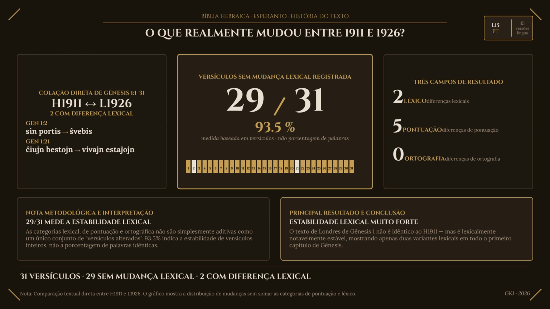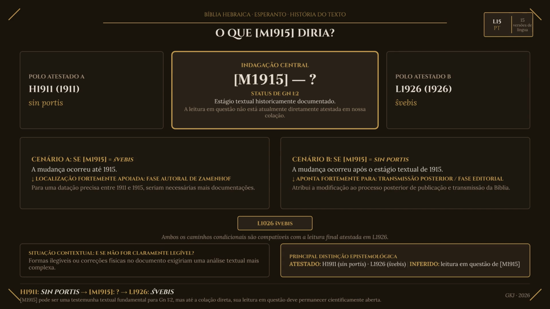When comparing the 1911 and 1926 editions, we find remarkable stability. Out of 31 verses, 29 remain lexically unchanged, confirming the high level of continuity in the transmission of the text. The 1915 intermediate stage remains a mystery. We consider scenarios for whether changes occurred during Zamenhof's life or during the later editorial phase, acknowledging that both are possible.